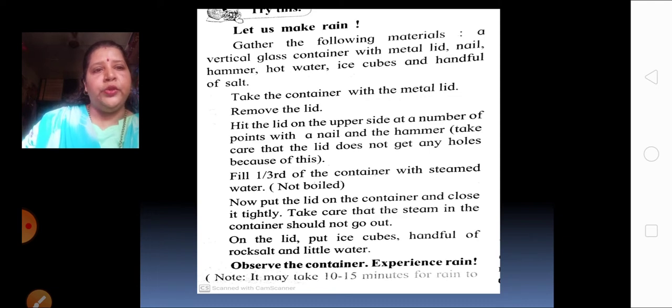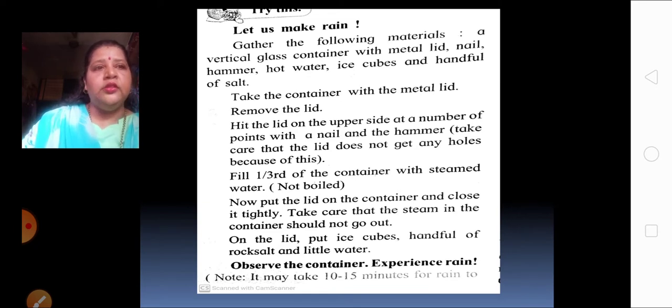Take care that the steam in the container should not go out. On the lid, put some ice cubes, a handful of rock salt and a little water. Now observe the container. You will experience rain. Children, when you are doing this experiment, it will take at least 10 to 15 minutes for the rain to occur. So don't lose your patience that it is not working out. It will work out. You can try this experiment mainly for exhibitions.